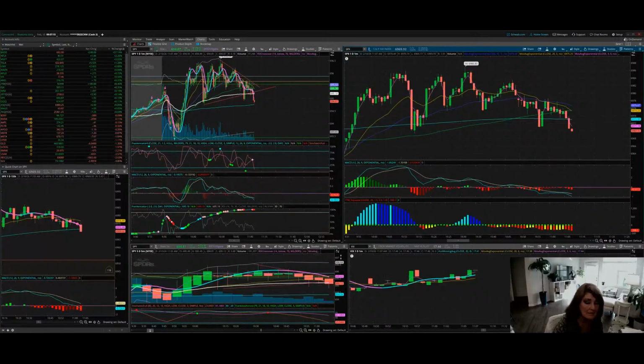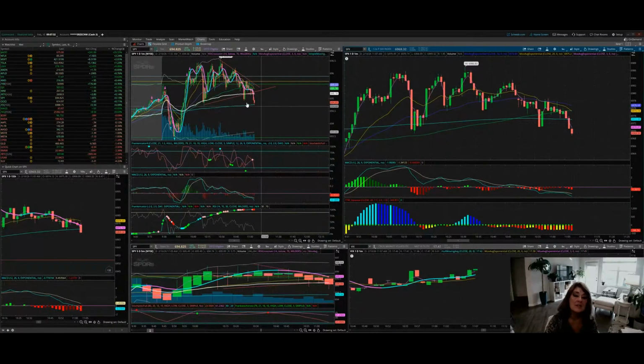I've already made, I've done really well today. Not to brag, but I've made my quota and then some. So I'm not super wanting to spend a long time in any trade. But there, look at that.